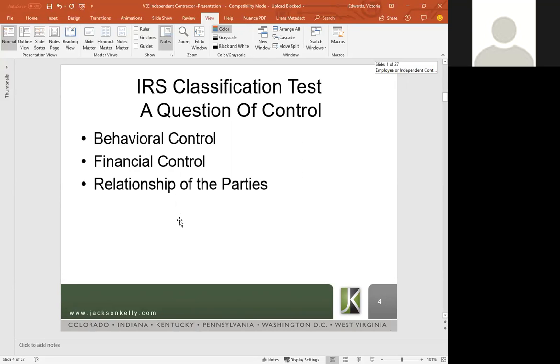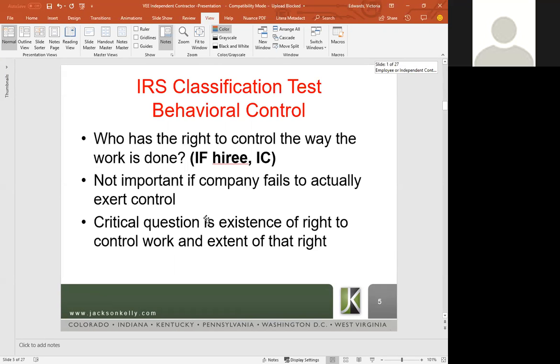Okay, so we'll go through each of those subcategories, and then we open up the questions. So the first one, behavioral control. Who has the right to control the way the work is done? Okay, so let me give you an example. If you put together a very stringent bullet point list of what they're not to do and what they're to do on the job, and that's in their contract, that could be looked at as an employee type of situation.